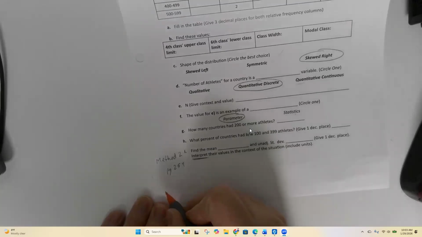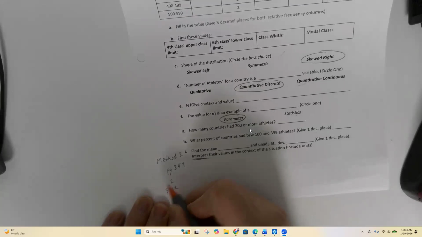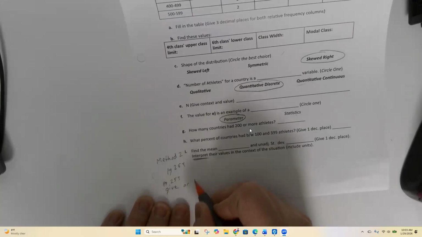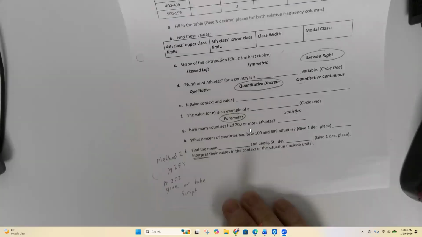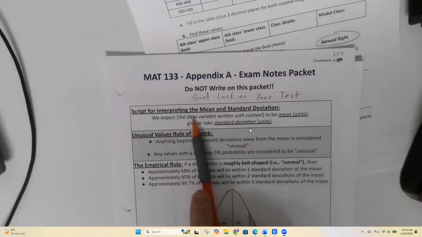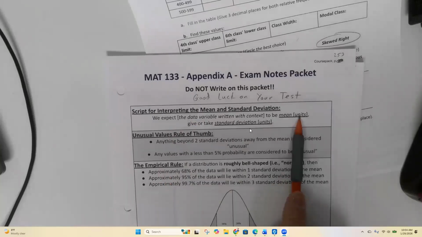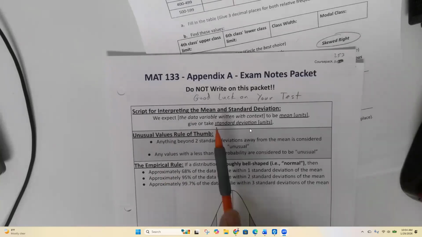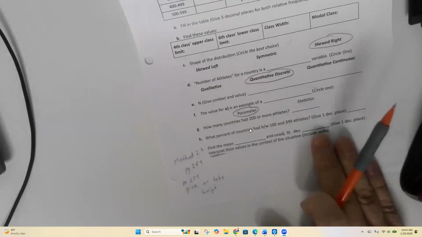That script is on page 253, and it's the give or take script. Okay, it's at the top. We expect that the data to be mean, don't forget your units, give or take, standard deviation. Don't forget your units, okay?